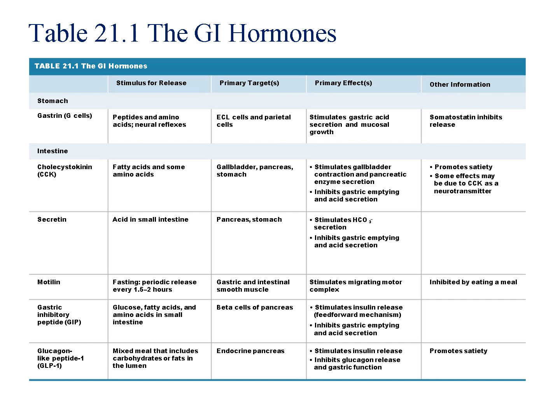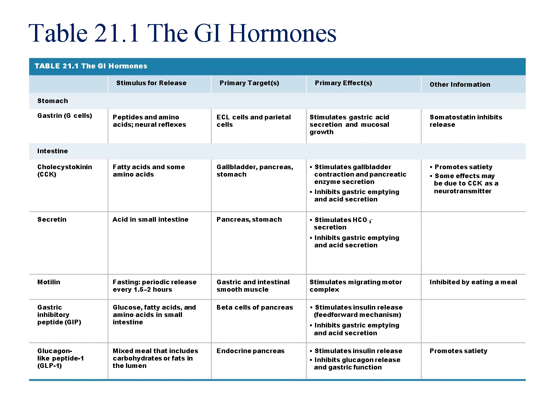Cholecystokinin is released in response to fatty acids and amino acids. It stimulates gallbladder contraction, promoting the release of bile for fat digestion, and enhances pancreatic enzyme secretion. Cholecystokinin also inhibits gastric emptying and acid secretion, ensuring that digestion occurs at an optimal pace. Additionally, it plays a role in promoting the sensation of fullness, reducing the desire to eat.